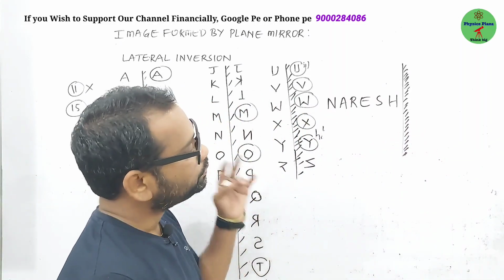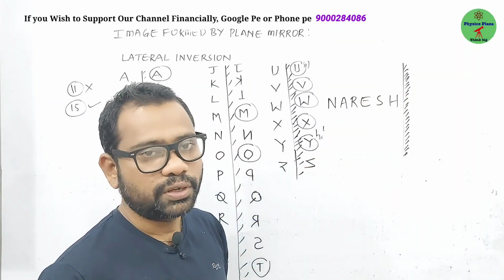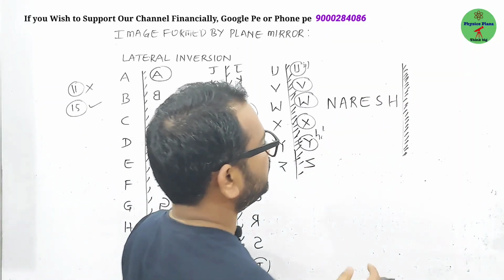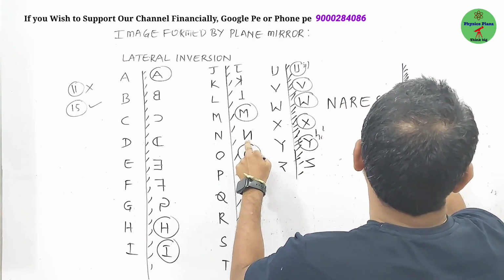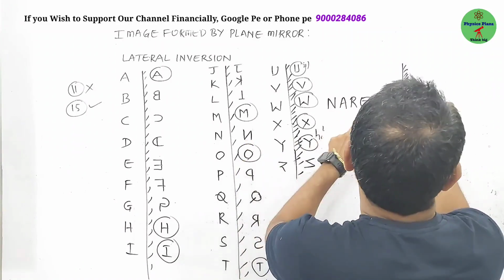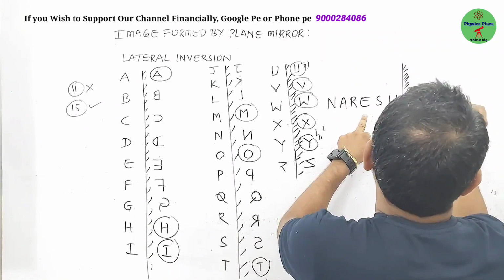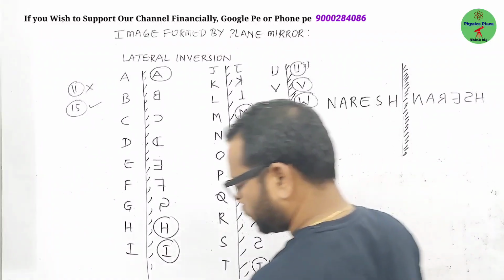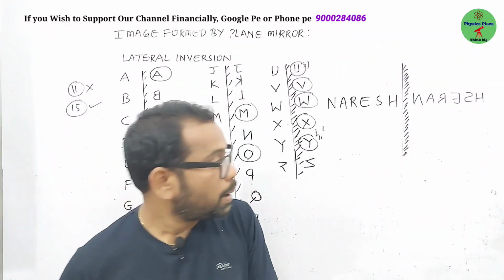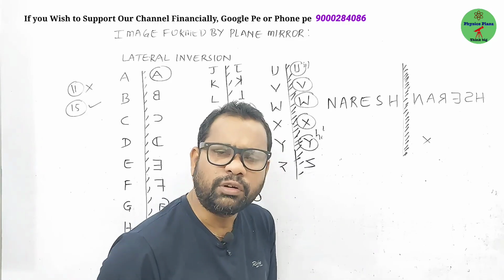Now, how does this word appear in the mirror? Some of you, if I am not wrong, will write like this. Sir, N means like this. A means A only. R means like this. E means like this. S means like this. H means like this. Some of you might have thought like this, but it is wrong.